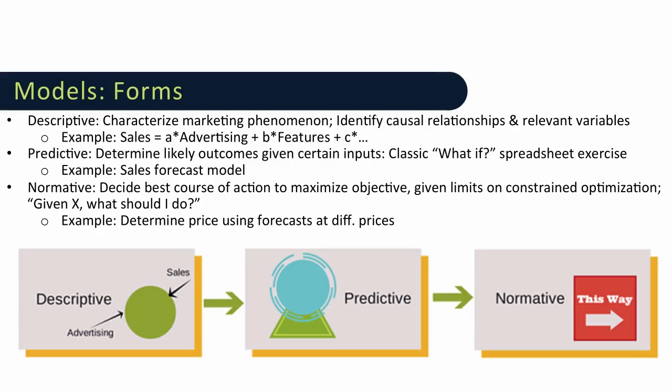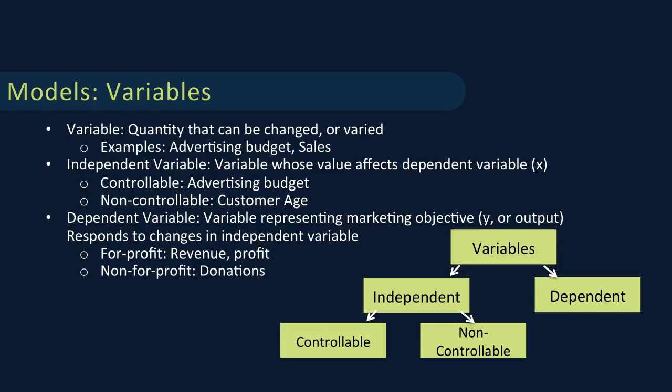At the highest level, we find normative forms. Normative forms help us decide on the best course of action to maximize our objective, given the limits on the input variables. Instead of what if, we can say, given X, where X is a certain situation, what should I do?